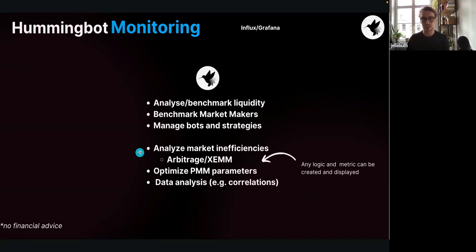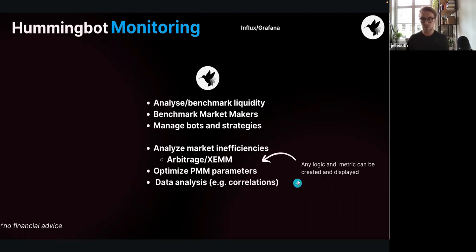Another example could be analyzing market inefficiencies. You can send data whenever there's an arbitrage opportunity, or for cross-exchange market making purposes. You can use it for knowing how to set your pure market making parameters in order to generate a profit. And as you send the data to the Influx database, you can also take it out of the Influx database to use for any machine learning or data analysis to find correlation between assets and everything. Because it might be an Influx database, but it doesn't mean you can't take it out, right?